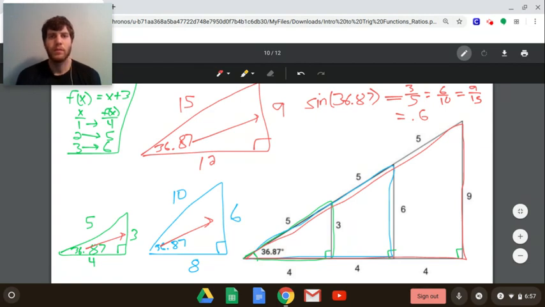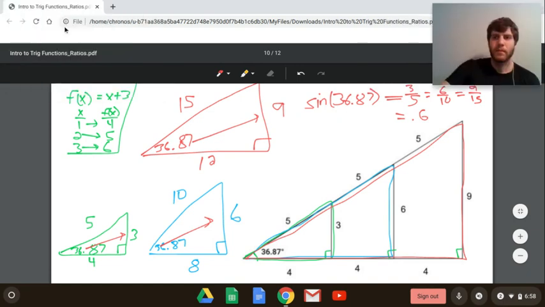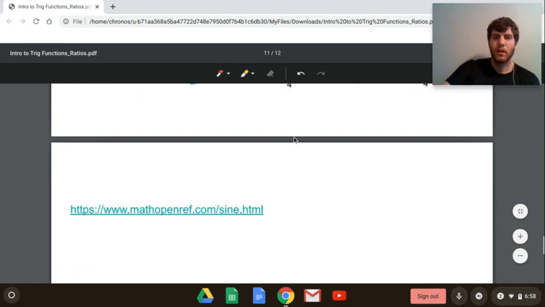Okay, so sine will give you the ratio of opposite over hypotenuse, cosine will give you the ratio of adjacent over hypotenuse, and tangent will give you the ratio of opposite over adjacent. Okay, so it's a function, you're inputting an angle and outputting a ratio. Okay, let's go to the next page.